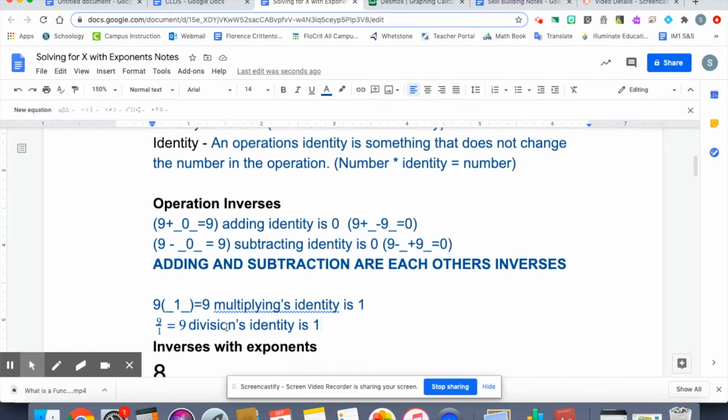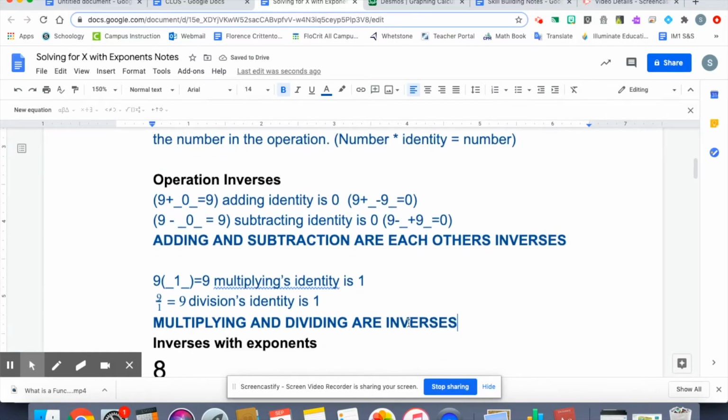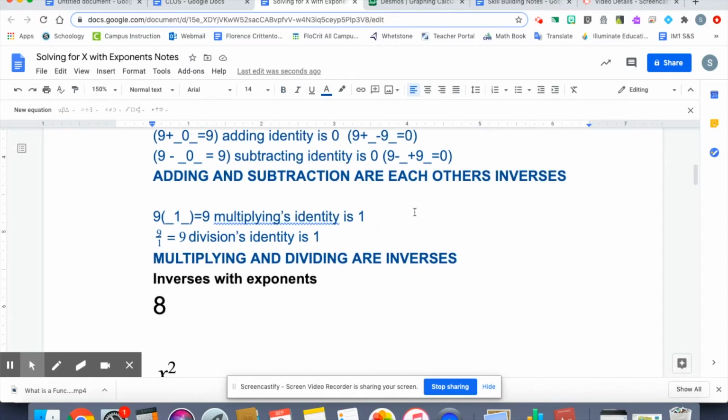So then I'm going to prove why they undo each other, or why they're each other's inverse. So I'm going to write it big and bold. Multiplying and dividing are inverses. And here's why. If I have 9, and I want to times it to some number, and it's still going to need to equal the identity, which is 1, what can I multiply 9 by to get out 1? You would divide 9 by 9, because 9 divided by 9 is 1.